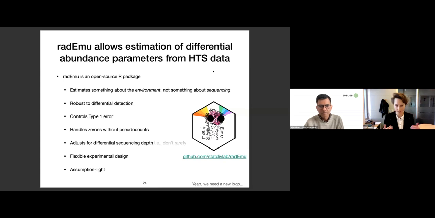So something like RAD-EMU, or you could certainly use ALDEx2, or LOCOM is another one that you could use for this task. But certainly adjusting for study if studies may have different abilities to detect different categories.